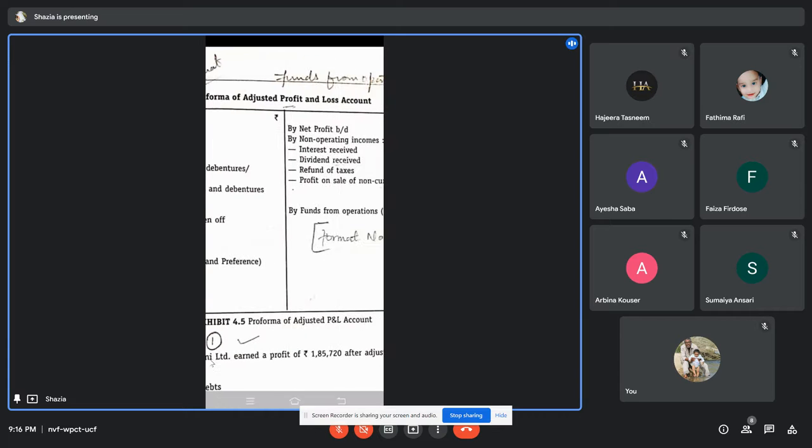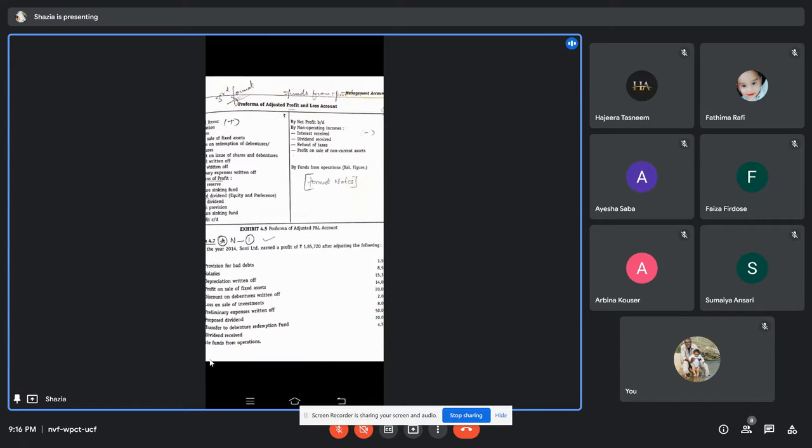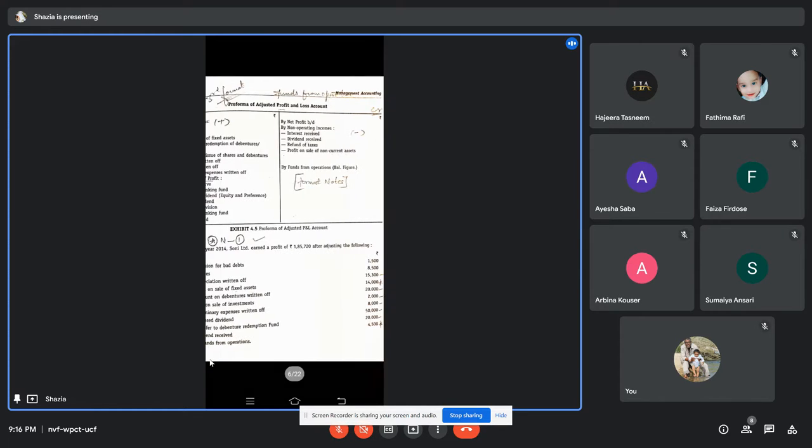Then as usual, towards your credit column, to net profit brought forward. Net profit, they will give you. Opening and closing, they will give you in the question only. Profit and loss account they will give you, so that is not the issue.